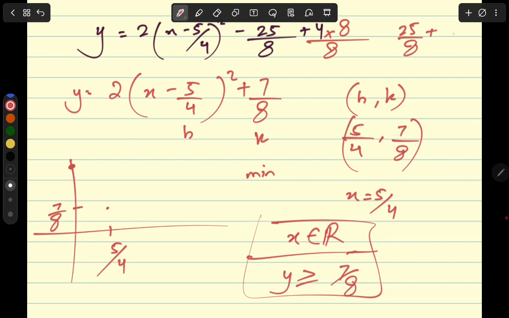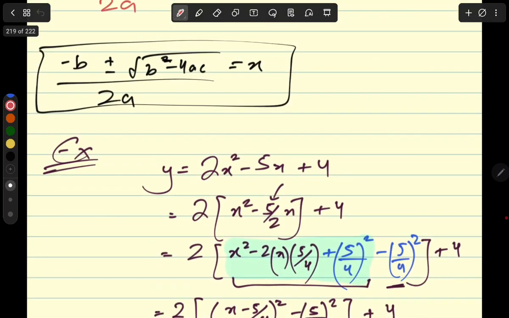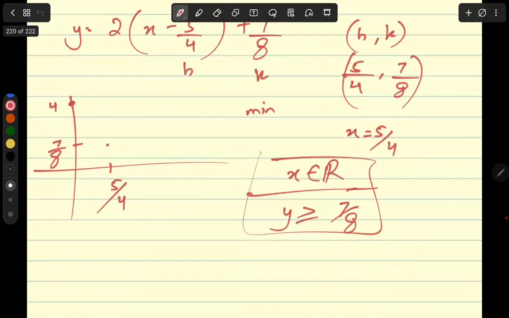plus 7 upon 8, so 32. So this is going to be 4, and you can see from here as well that if I put x equal to 0 here, this gives me a 4, right?